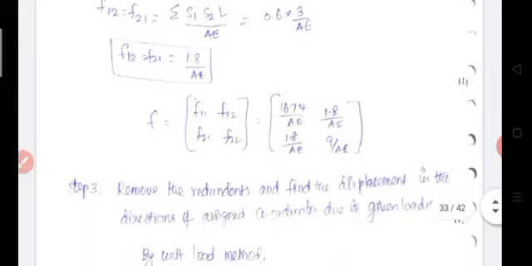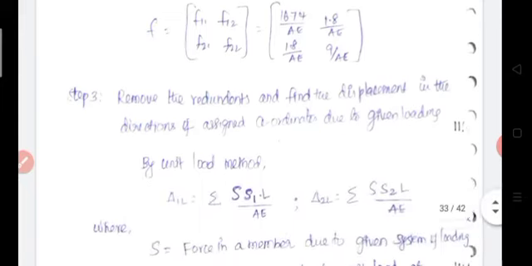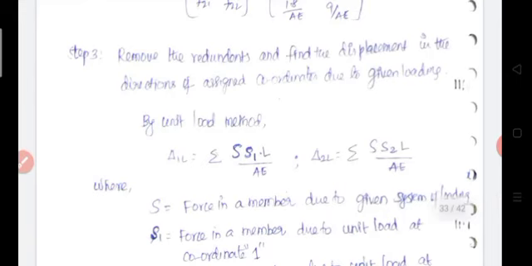Then finally the flexibility matrix is a 2 by 2 square matrix. Why is it so? Because we selected only two coordinates, only two redundancies, therefore it is a 2 by 2 square matrix. So flexibility matrix is equal to 16.74 by AE, 1.8 by AE, 1.8 by AE, 9 by AE.